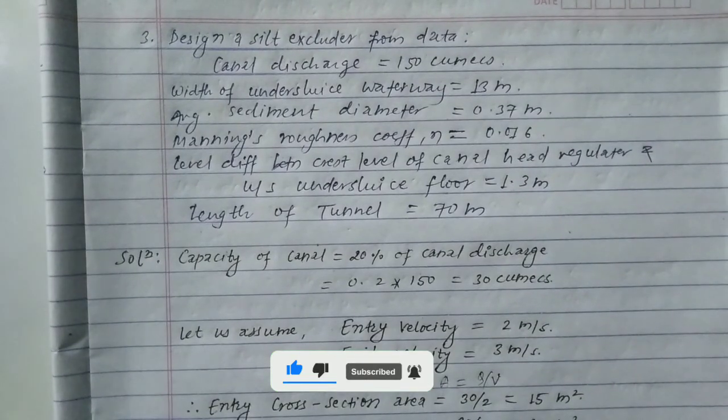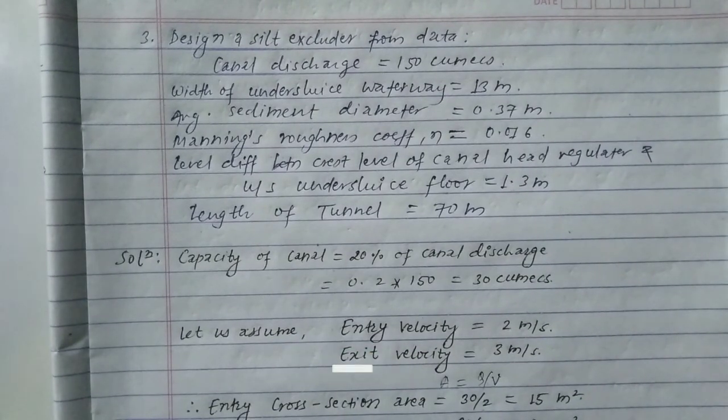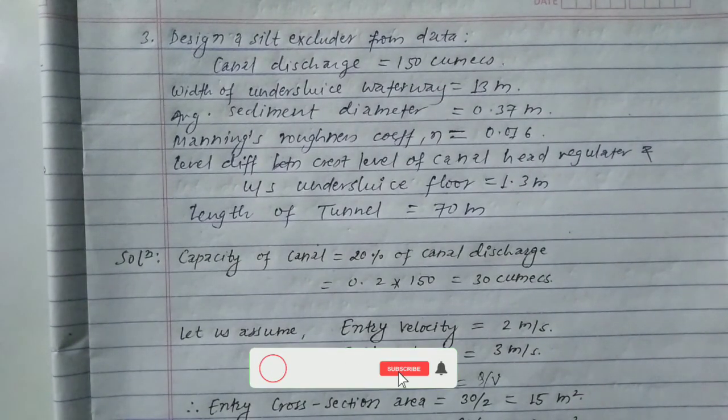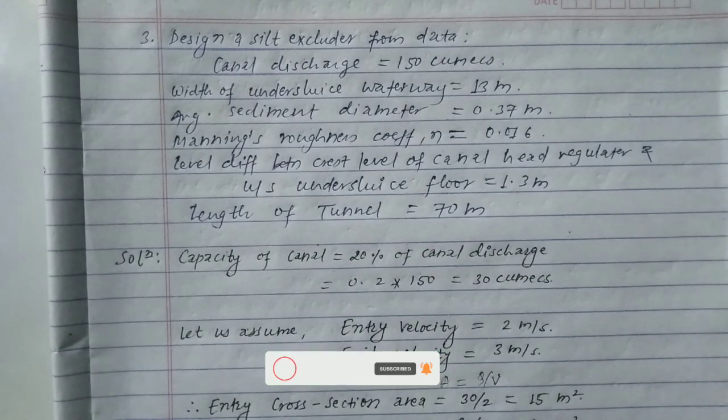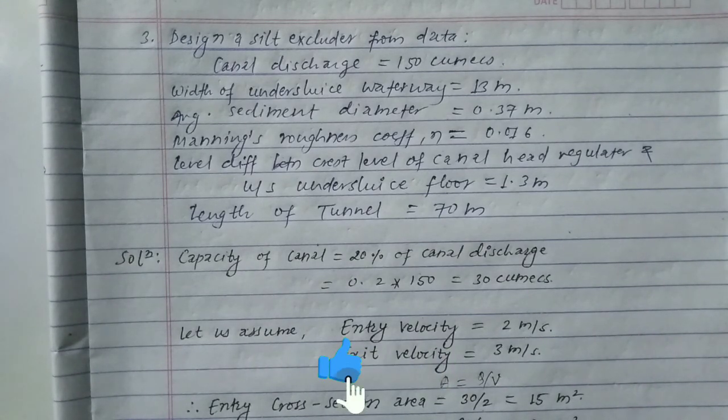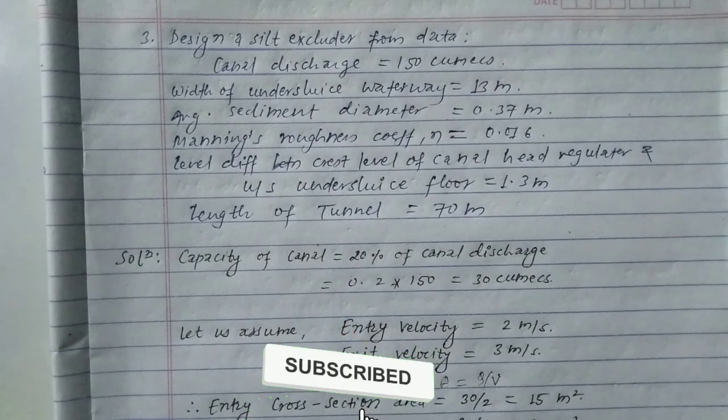In this way we complete the numerical related to the design of Silt Excluder. If you understand these numericals, you can solve any numerical given in the question with the help of these three numerical solutions.